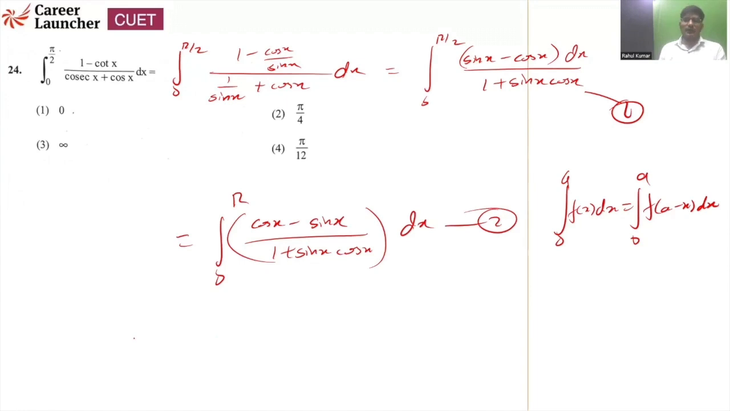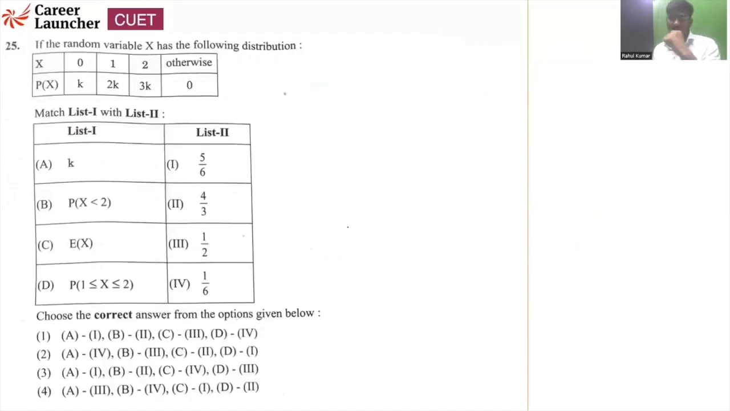And this is the second one. When I add both of the integrals, I will get 0 as the answer. So option 1 is the correct answer. Now the next problem is, okay, we have a probability distribution. We have to solve this.